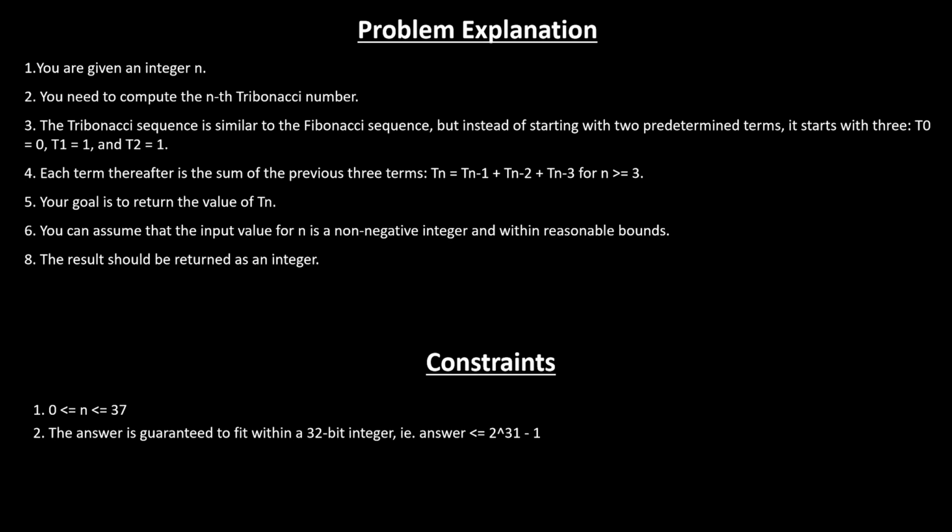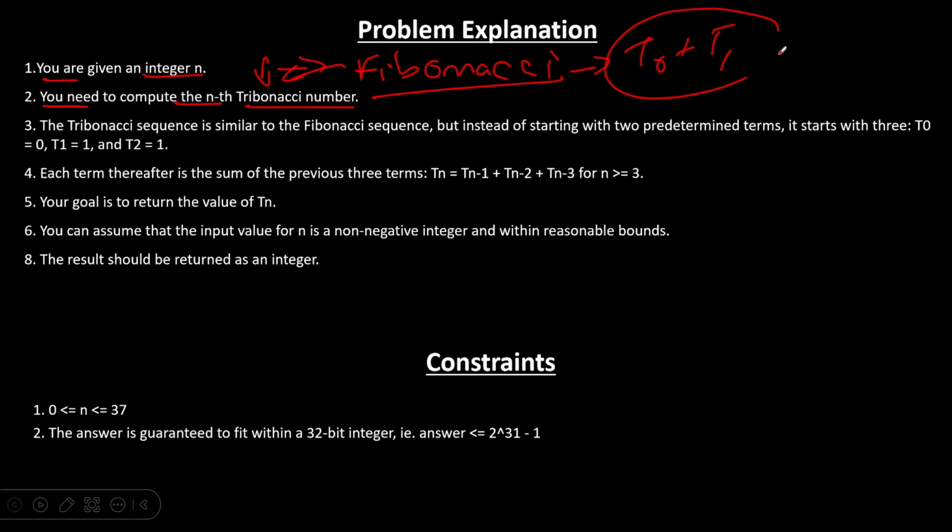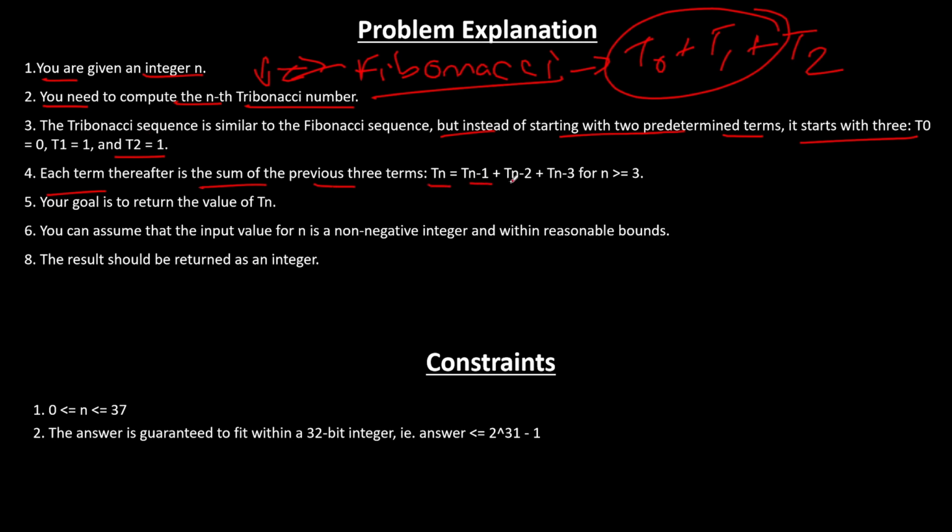Now let's understand the problem in the easiest way possible. You are given an integer n and you need to compute the nth Tribonacci number. If you can relate this with the Fibonacci series, it is the same as the Fibonacci series. In Fibonacci, we used to have T0 plus T1, but here there will be another number T2. Instead of starting with two predetermined terms, it starts with three, T0, T1, and T2, and each term thereafter is the sum of the previous three terms. Basically, Tn will be equal to Tn minus 1, minus 2, and minus 3.